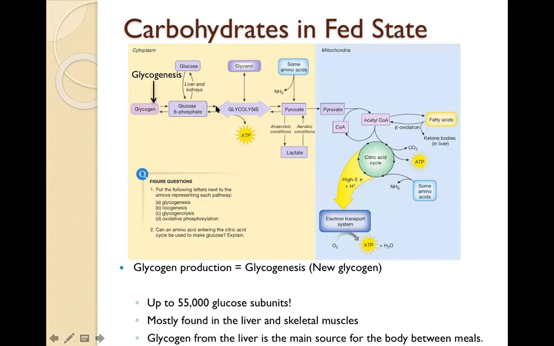Some of that glucose is going to go through glycolysis. It's going to go through citric acid cycle. It's going to go through electron transport system, and you're going to make a lot of ATP for your basal needs. But in your fed state, you have too much glucose. You don't need to use it all. So your body will also take some of that glucose and convert it into glycogen. And so the majority of the glycogen is found in the liver and in the skeletal muscles. And the glycogen that is in the liver is the main source of energy for the body between meals.